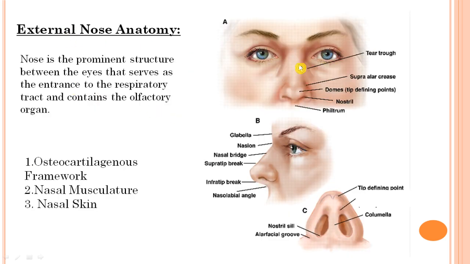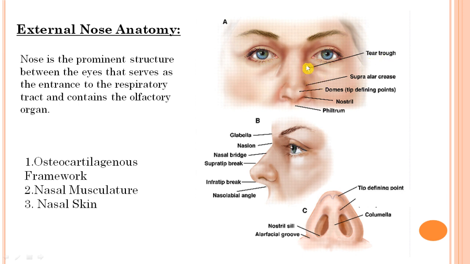The external nose is a prominent structure that lies in between your eyes, and it is an entrance to the respiratory tract. Moreover, it is also the organ of olfaction. So that's all about the external nose. Now let's look at the anatomical structures and the various landmarks that you have to understand in the surface anatomy.